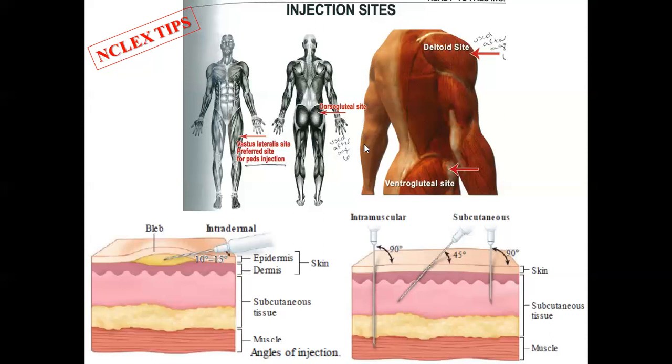In this picture, we can see the deltoid site, the deltoid muscle, and this one is the ventrogluteal site. And this picture is also the same. It is the dorsogluteal site, and this is the ventrogluteal site, and this is the deltoid. All of these sites we use after age 6. Before age 6, or for pediatrics, we use the vastus lateralis muscle.